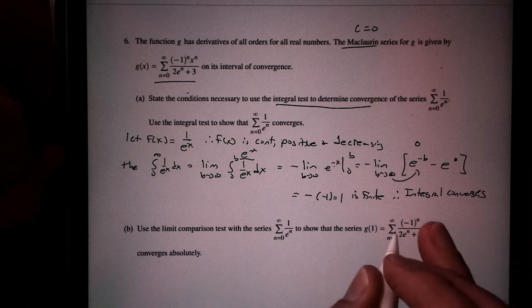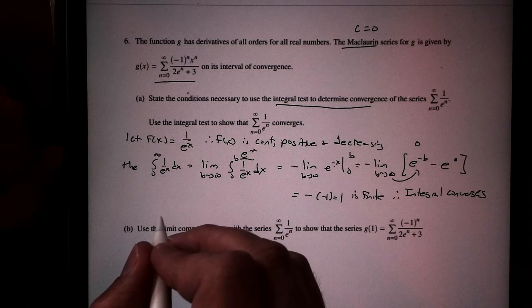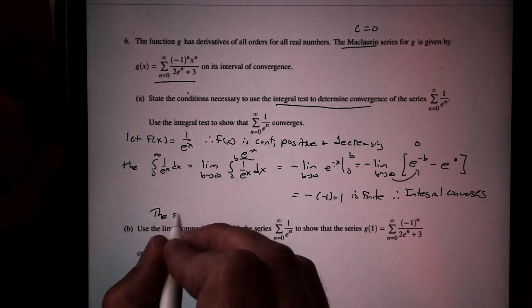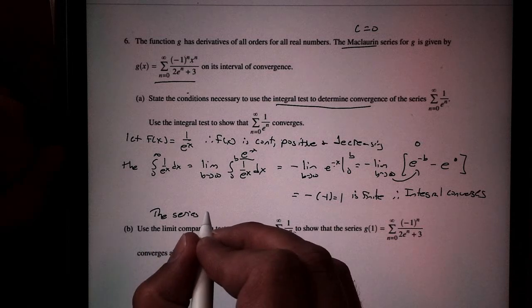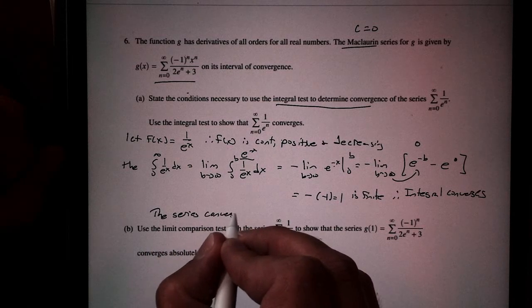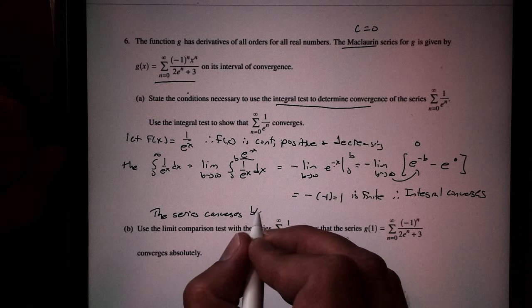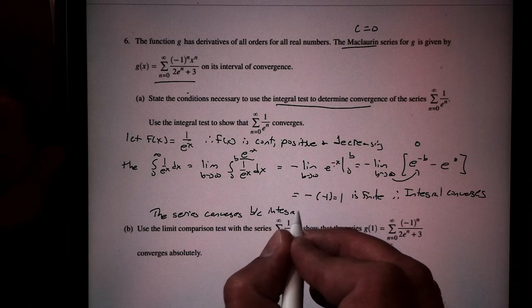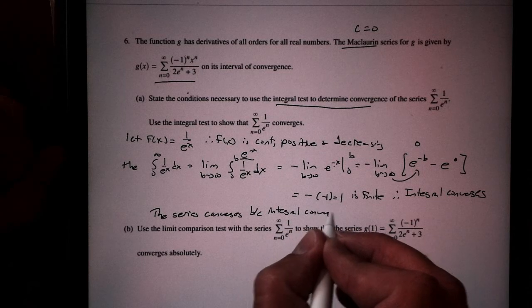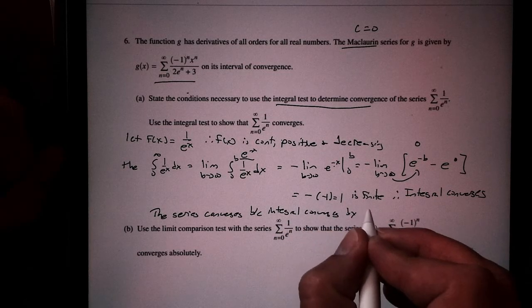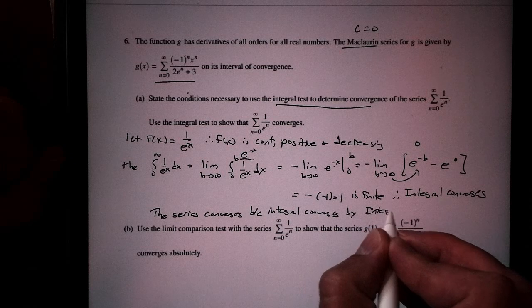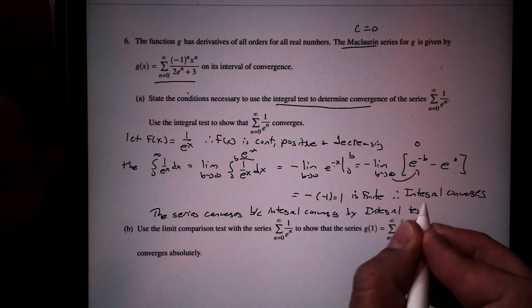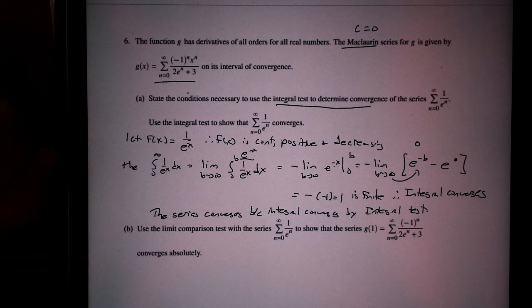And now, because the integral converges, we can now say the series converges because the integral converges. And this is by the integral test. Even though they told us to use it, I'm still going to write down what test I used. By the integral test. Alright.